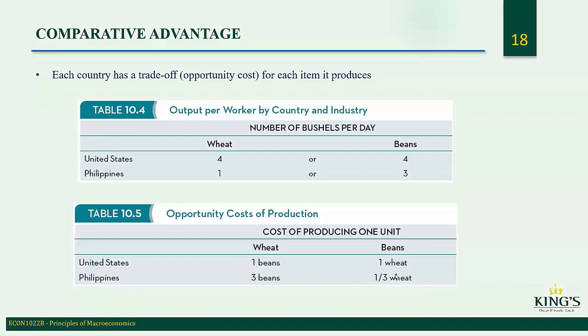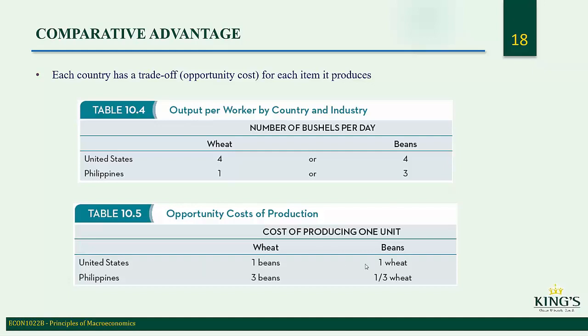So we can see here that the United States has a comparative advantage in wheat production. So we're just going to look, okay, for wheat, who has the lowest opportunity cost? Well, the United States does. For beans, who has the lowest opportunity cost? Well, it's the Philippines. And whatever numbers you're given here, you'll always find this pattern where you can always identify a country having a comparative advantage over the other.